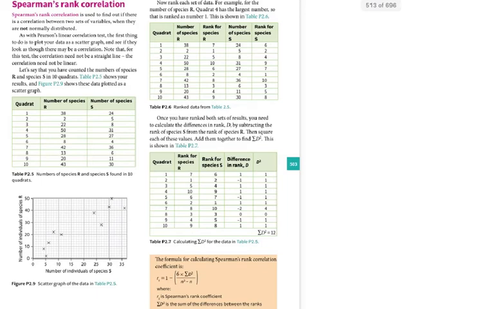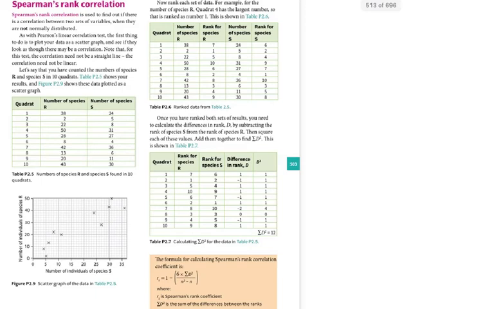And then we had 28 and 27. And in the sixth quadrat, we had 8 and 4. And in the seventh quadrat, we had 42 and 36. And in the eighth quadrat, we had 13 and 6. And then in the ninth, 20 and 11. And in the tenth, 43 and 30. Okay, fine. But what do we do with this?